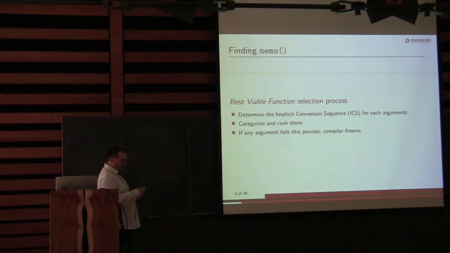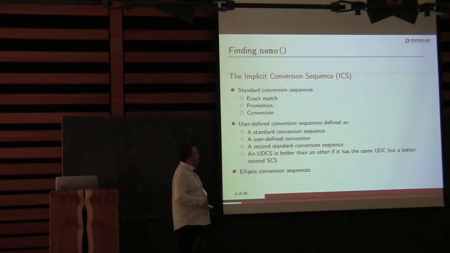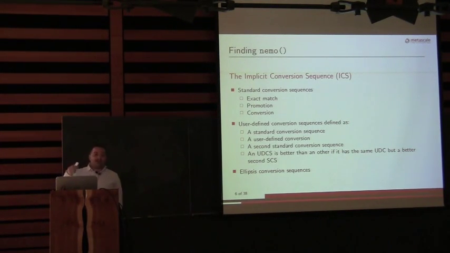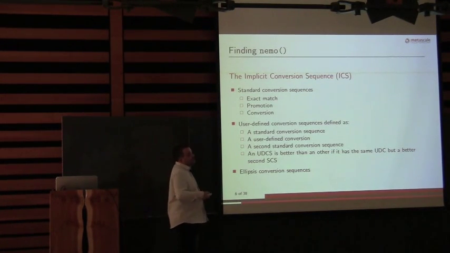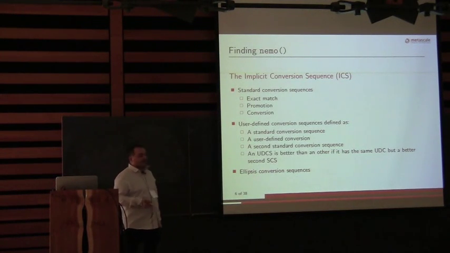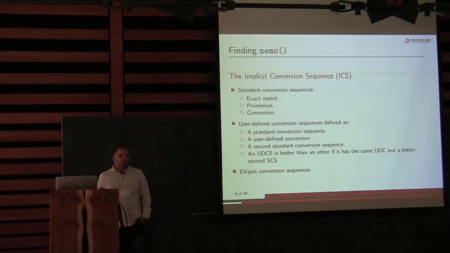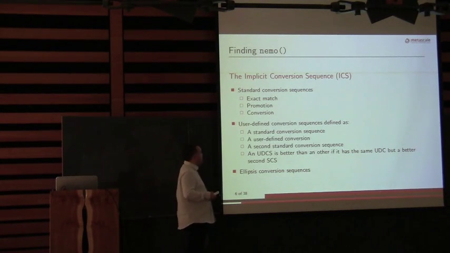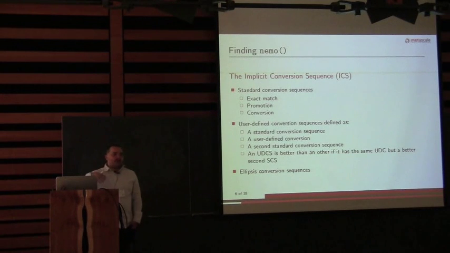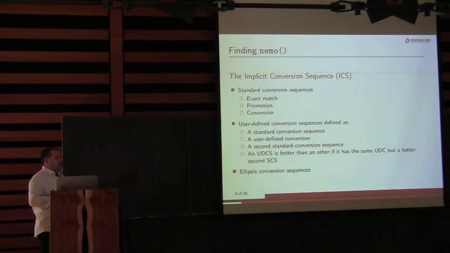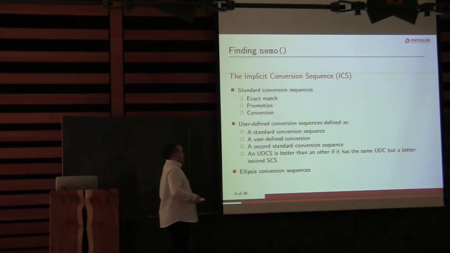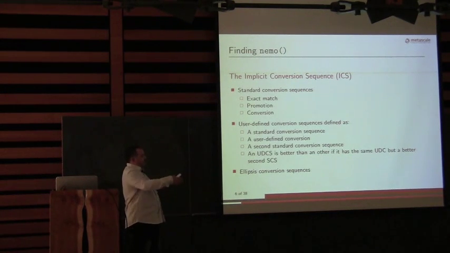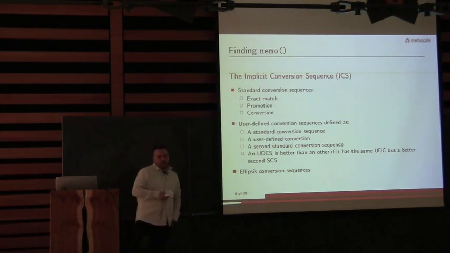So how do we actually walk through this stuff? Well, this is basically a list of elements we have to go through. The first kind of ICS is what we call the standard conversion sequences, which consist, in this order, of an exact match on the type. You have a function taking an int, and you pass it an int. That's an exact match. It could be a promotion from, for example, a small integer to a bigger integer, or conversions, an integer to a float, for example. And if this fails, we will look at something called a user-defined conversion sequence, which is basically a standard conversion sequence followed by a user-defined conversion, either by a casting operator or a well-defined constructor, and then another potential standard conversion sequence. And we will rank the user-defined conversions with the relative rank of their second standard conversions.